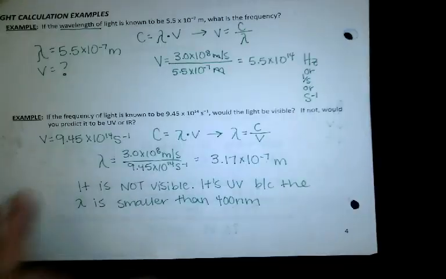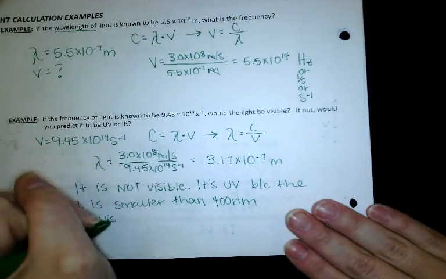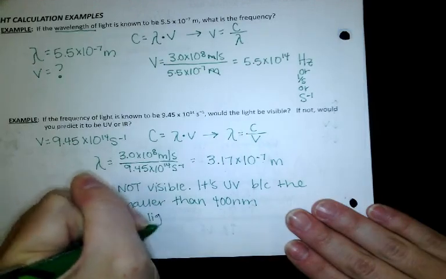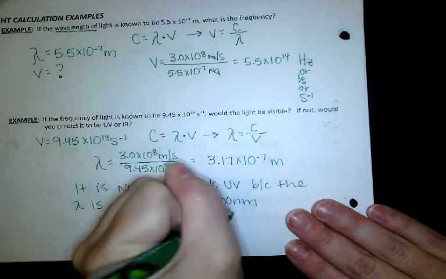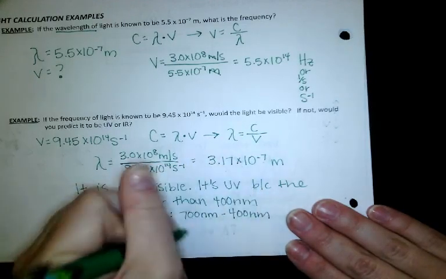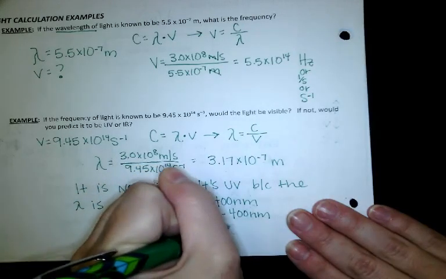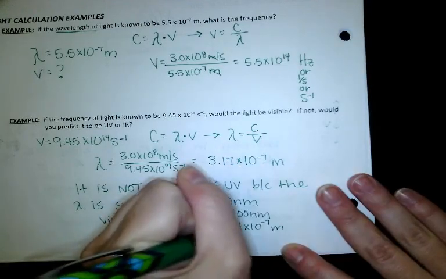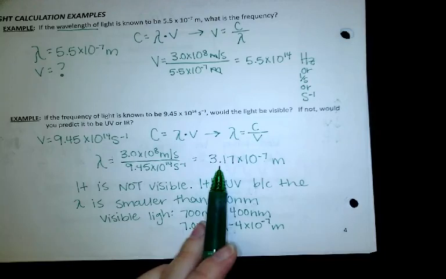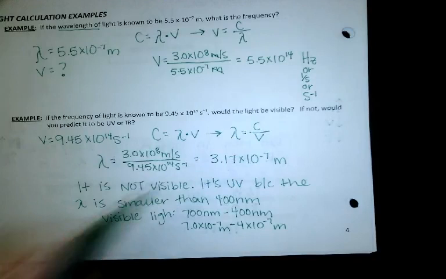Actually, no, it's 3.17, because remember, visible light is 700 nanometers, that's why I got it confused, to 400 nanometers, which is 7 times 10 to the negative 7th meters to 4 times 10 to the negative 7th meters. And this is going to be 3.17. Why did I put that as negative? Oh, that's 2. This is going to be 3.17 times 10 to the negative 7th meters. Okay.